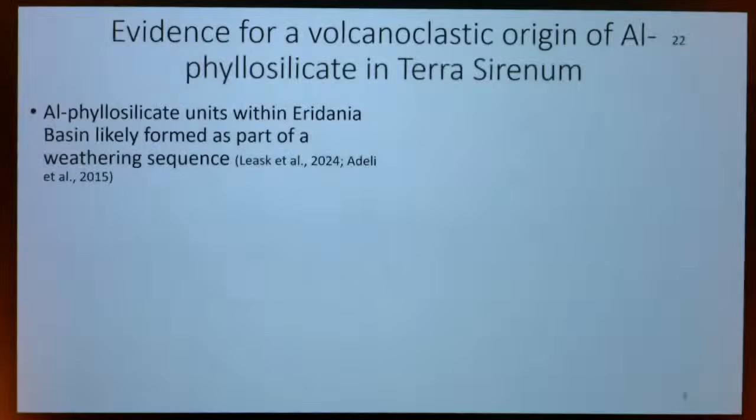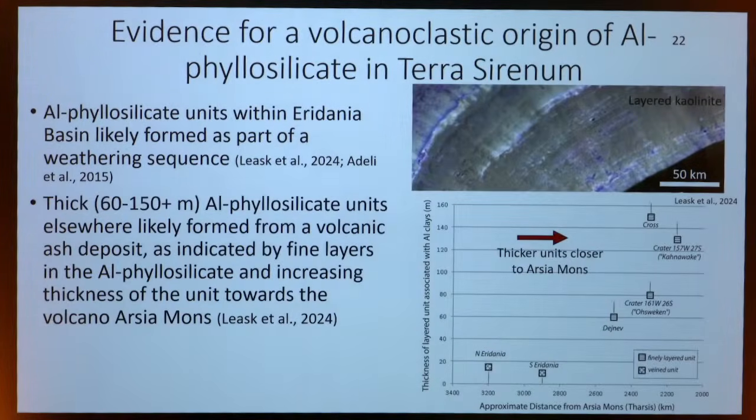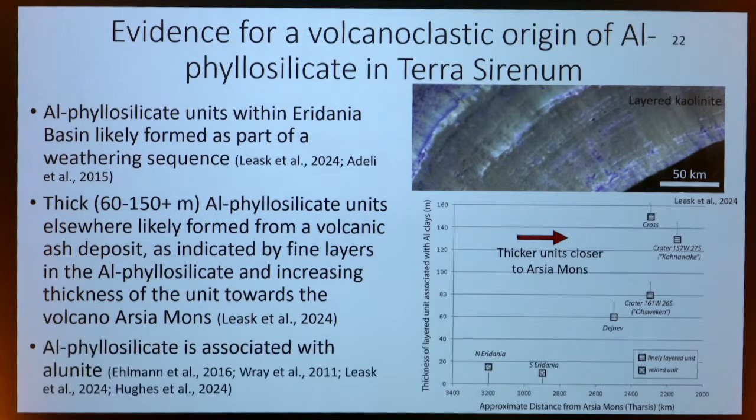And detailed analysis of the aluminum phyllosilicates in Terra Sirenum has found some evidence for both of these methods. Aluminum phyllosilicate units within Eridania Basin, which is within Terra Sirenum, likely formed as part of a weathering sequence. However, elsewhere in the region, thick aluminum phyllosilicate units likely formed from a volcanic ash deposit. And this is indicated by both fine, meter-scale layers within the kaolinite units, as well as a distinct increase in thickness as you get closer to the proposed volcanic source of Arsia Mons. In this region, aluminum phyllosilicate is associated with alunite, with sulfur likely sourced from either volcanic or magmatic origins.